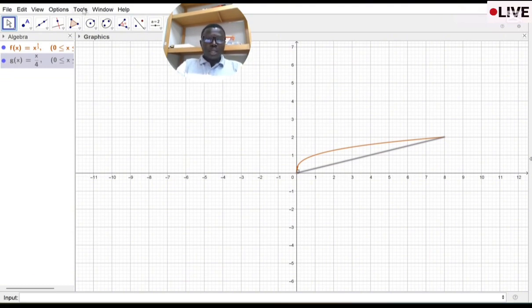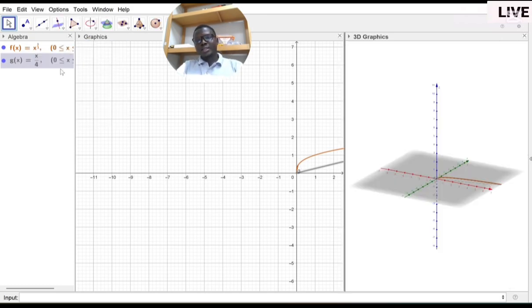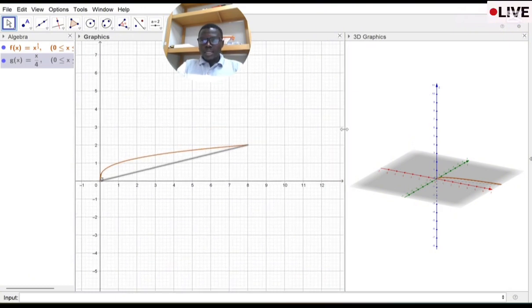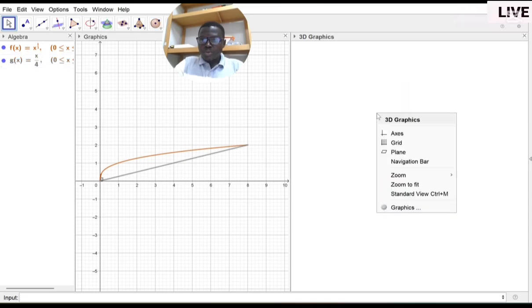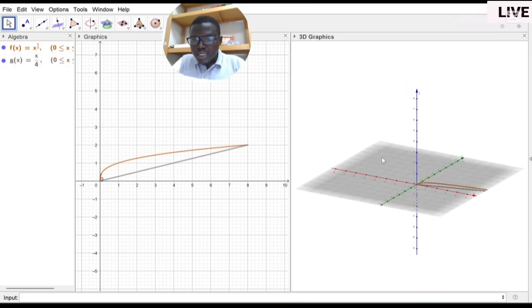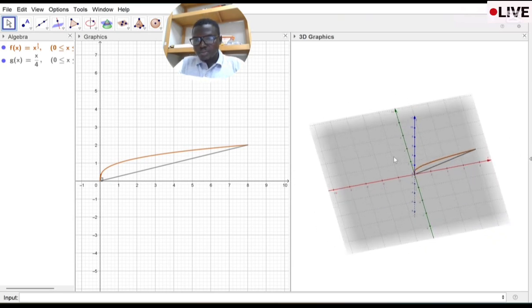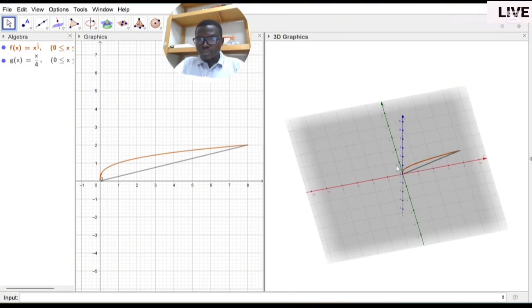You go to this point, view, and then you go to 3D, right? So when you go to view and you go to 3D, you can see that the 3D graphic has appeared, right? You can decide to bring in the grid, right? Also, you can see that the grid is showing over there. And then what you can do again is that you have to revolve it, right? You have to revolve it.